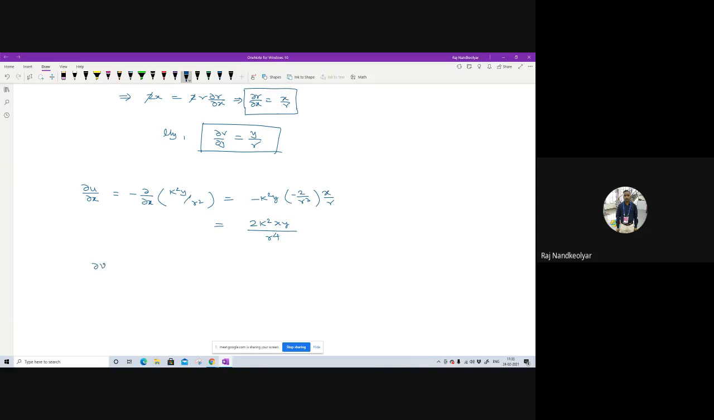Similarly, del v by del y is equal to del by del y of k square x upon r square. Now differentiate this partially with respect to y, so k square x will be outside, and this is minus 2 by r cube del r by del y. So that is y by r. So if you look at this, this is nothing but minus 2k square xy upon r to the power 4.